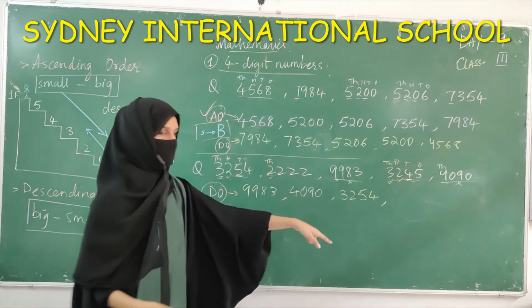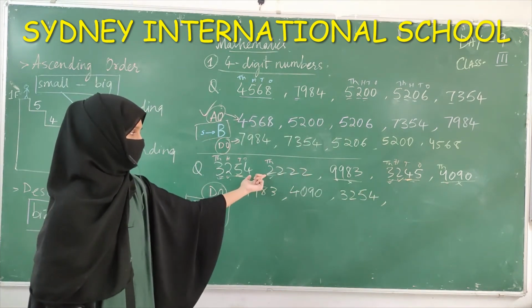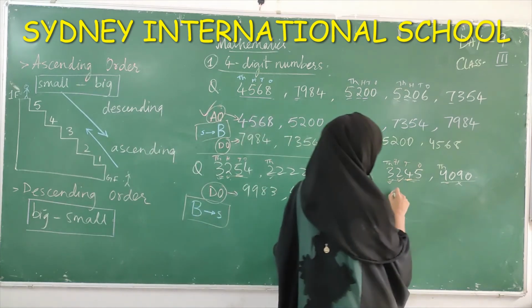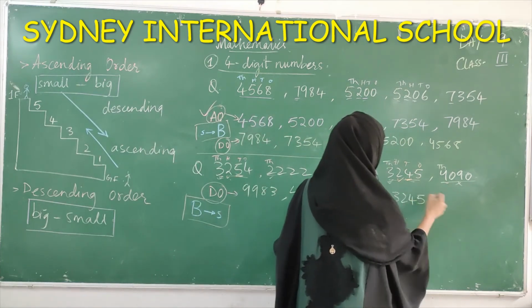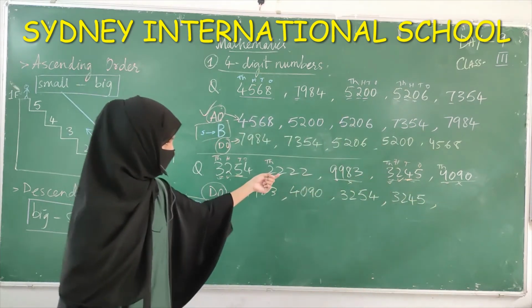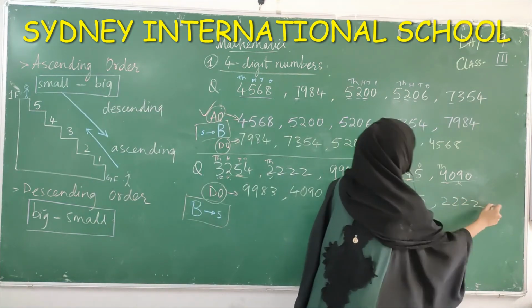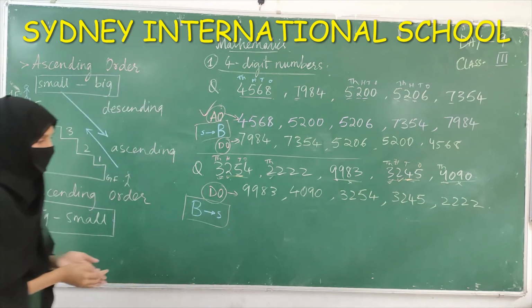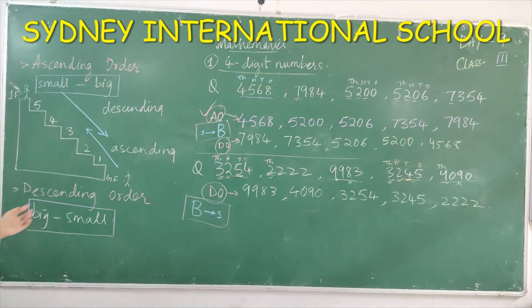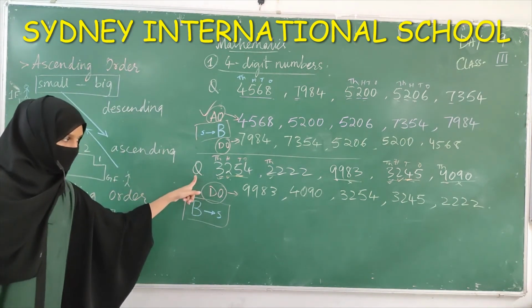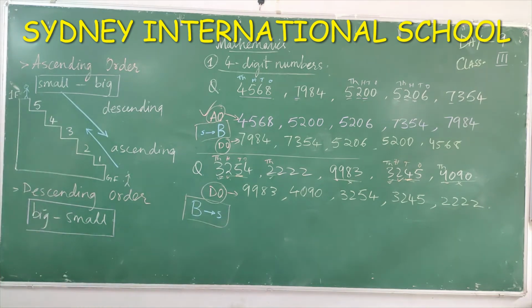3,254. Then after that, obviously 3,245 is left because 4 will be smaller. So we'll write this number, 3,245. At last, which is remaining? Already this is also small. 1,222 will be our number. These numbers are arranged in descending order. Okay. Now same thing, very easy.